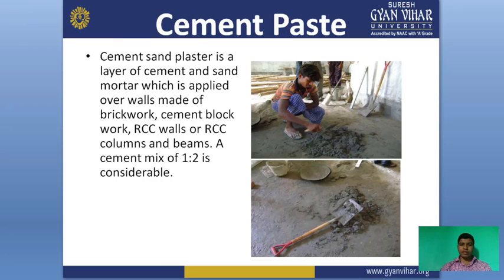Now we will discuss how plaster is made. The first material used for plastering is cement paste. Cement sand plaster is a layer of cement and sand mortar which is applied over a wall made of brickwork or cement block work, or an RCC wall or RCC column and beam. The proportion of 1:2 is considerable for the plastering process.